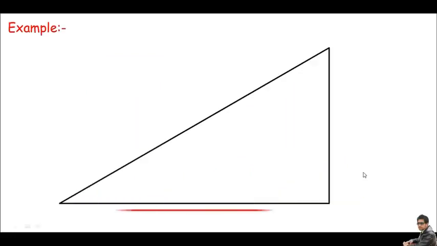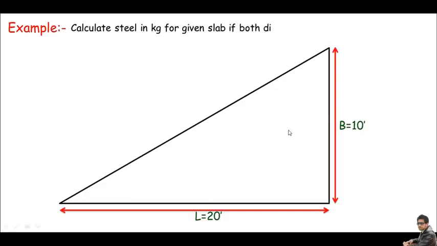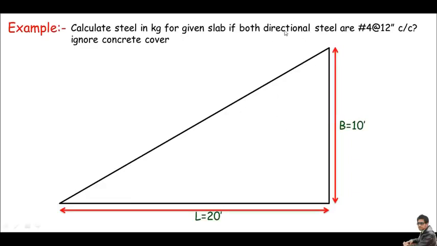In this example, we are given a triangle that has length equal to 20 feet and breadth 10 feet, and we are asked to calculate the steel in kg. The slab is already given. We are also informed to take the steel in both directions the same, which is number 4 bar at the rate of 12 inch center to center. And of course, we can ignore concrete cover over here.